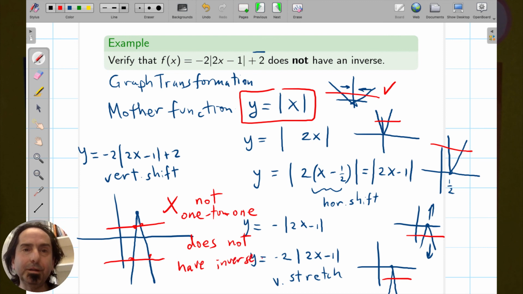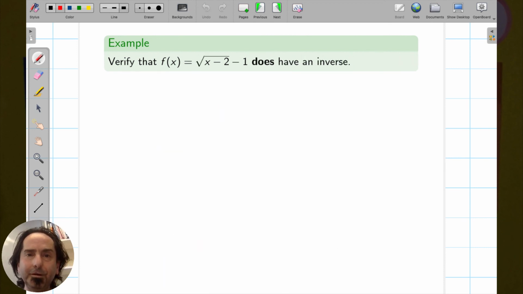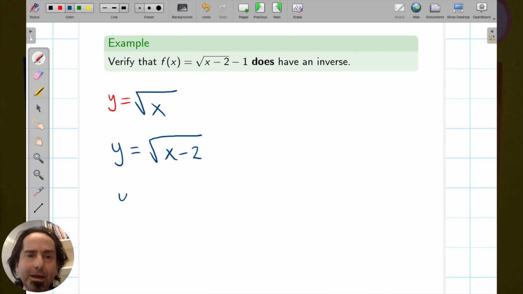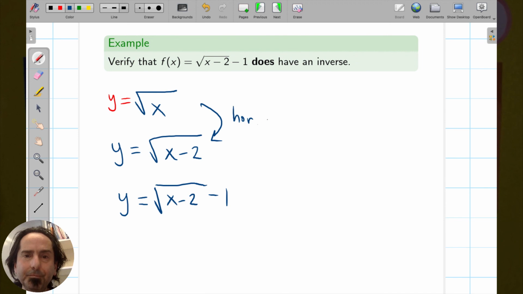So that was really about transformations of functions. And let's verify that this does not have an inverse. This is a little bit simpler. Let me start with the mother function, the square root of x. You can see it's the square root of x. The next one is going to be square root of x minus 2. And the third one is going to be square root of x minus 2 minus 1. And what happens here, there's a horizontal shift. And over here, there's a vertical shift.